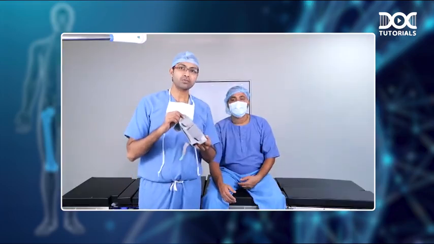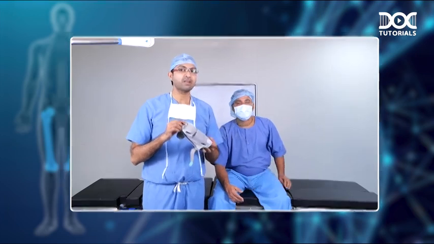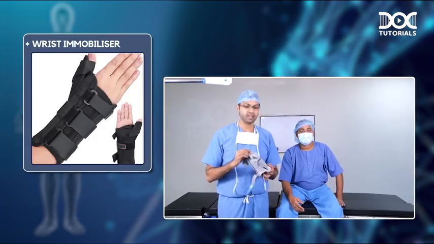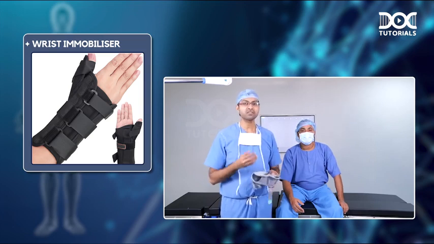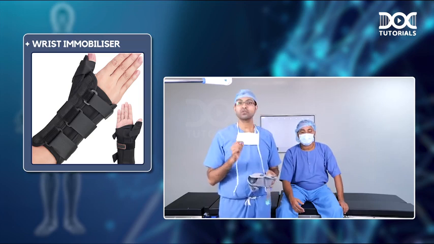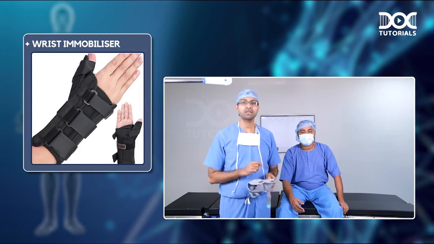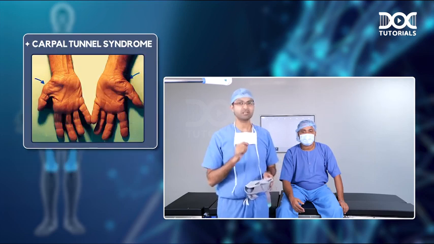Now this splint that you see here is your wrist immobilizer, which is used to immobilize the wrist. You can use it for minor wrist injuries, and it can also be used for an important condition called carpal tunnel syndrome. What is carpal tunnel syndrome?